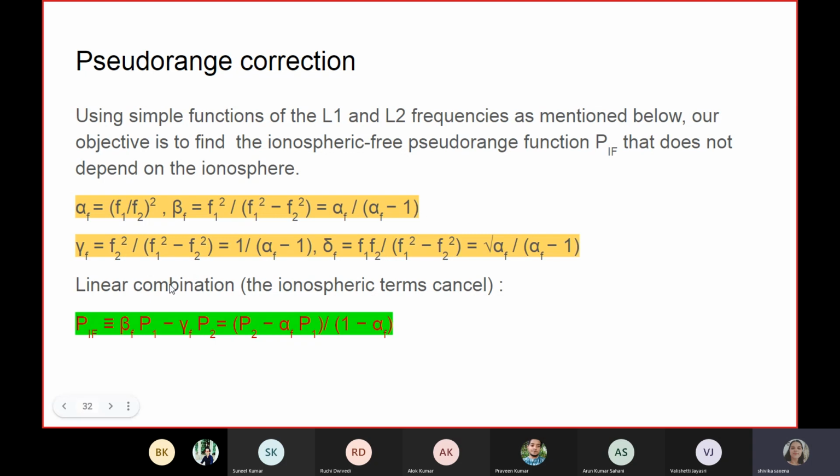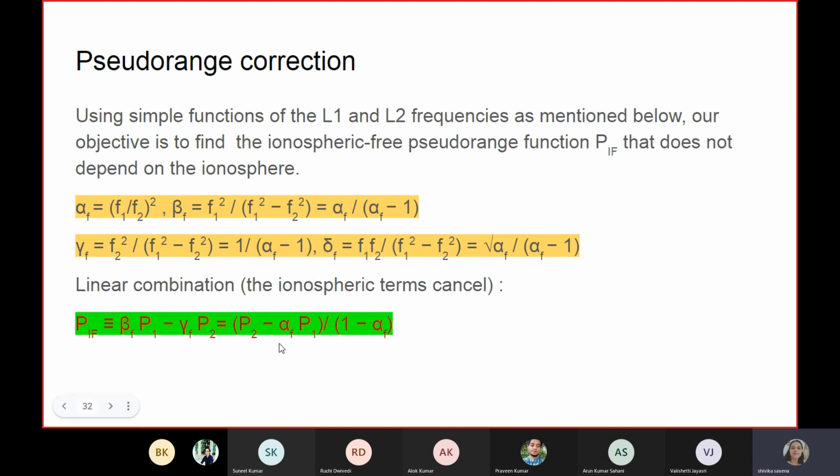So how to make such a linear combination? PIF is equal to beta f into P1 minus gamma f into P2. If you try to calculate this using your notebook and pen, and substitute these in this equation, you will see that all the terms where 1 or 2 were coming are getting cancelled.